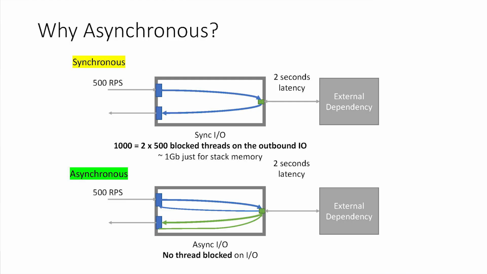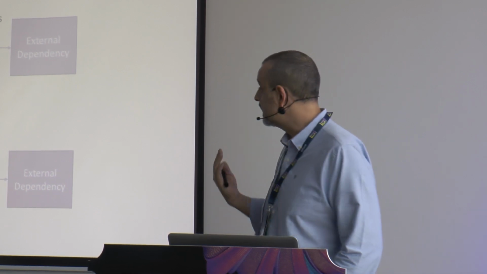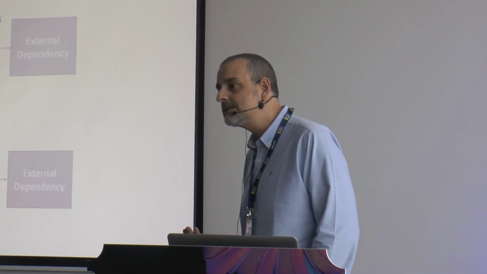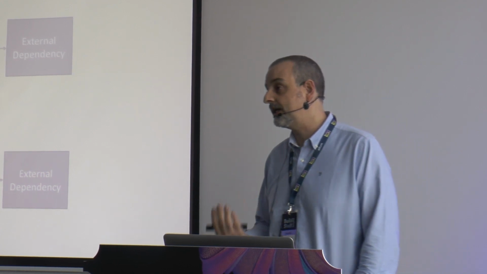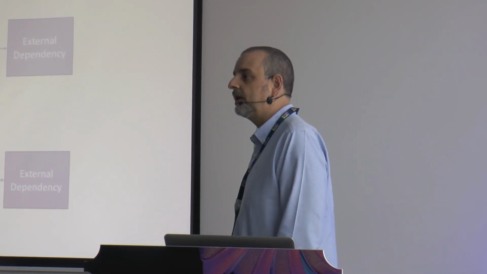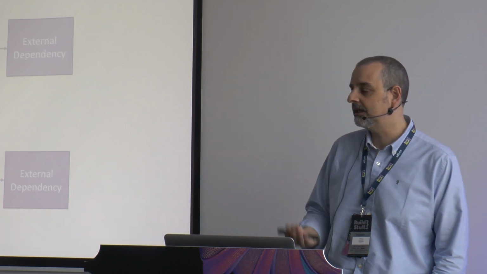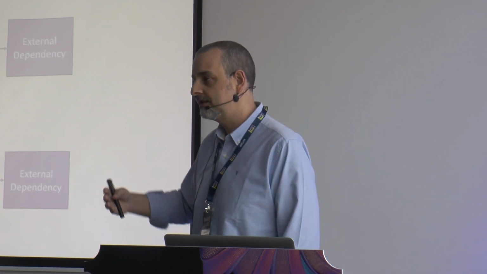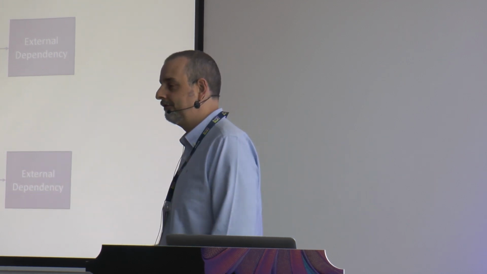For instance, take an example that is rather common in the systems where I work. I have a service that receives incoming requests, and during the processing of that incoming request needs to perform an outgoing request to an external service. And if I have a throughput of 500 RPSs, 500 requests per second, and I'm using an external service with a latency of 2 seconds, I will end up with 1,000 threads blocked on that outbound I/O. So on any given moment in time, I will have 1,000 threads just there, parked, waiting for the external I/O to complete.